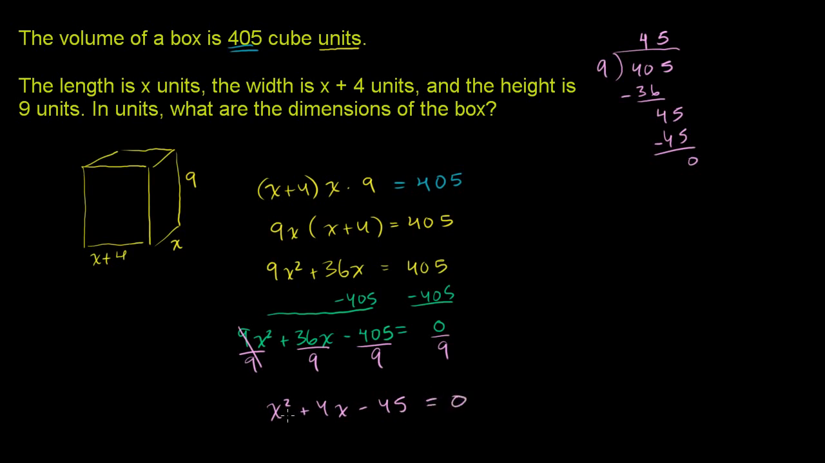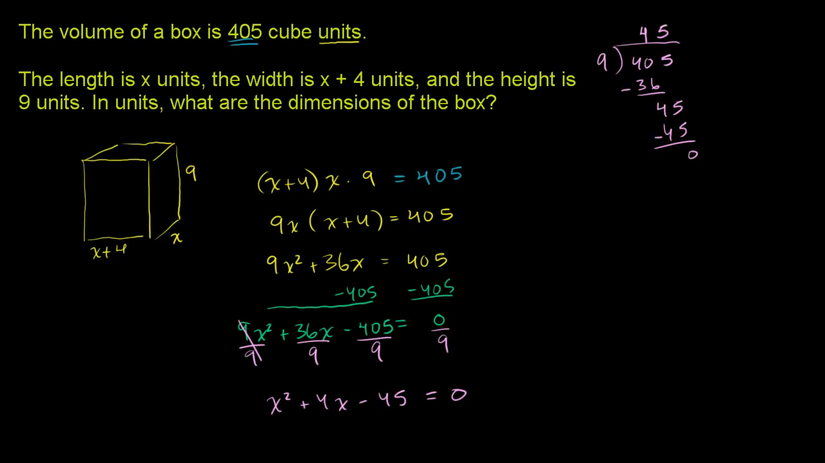And now we can try to factor this. We don't have a leading coefficient other than 1, so we don't even have to do it by grouping. You just have to think, what two numbers, when I take their product, I get negative 45, and when I take their sum, I get positive 4? They're 4 apart. One has to be positive and one has to be negative. Their positive versions have to be 4 apart, because when you take the sum, you're really taking their difference, because one of them is negative.